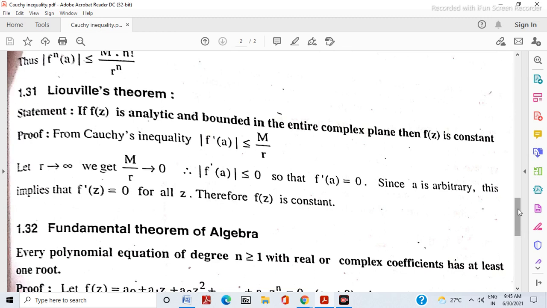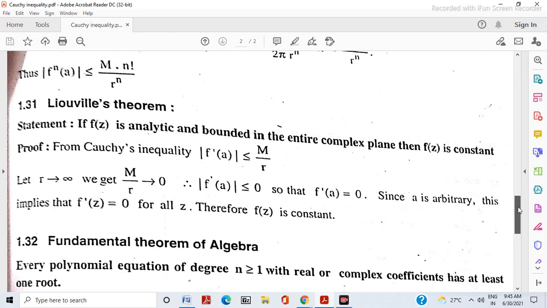Okay. The second theorem is Liouville's theorem. That statement you should also study. If f(z) is analytic and bounded in the entire complex plane, then we should show that f(z) is constant. What conditions are given? f(z) is analytic and bounded in the entire complex plane. Then we have to prove f(z) will become constant. For that, we will apply Cauchy's inequality.